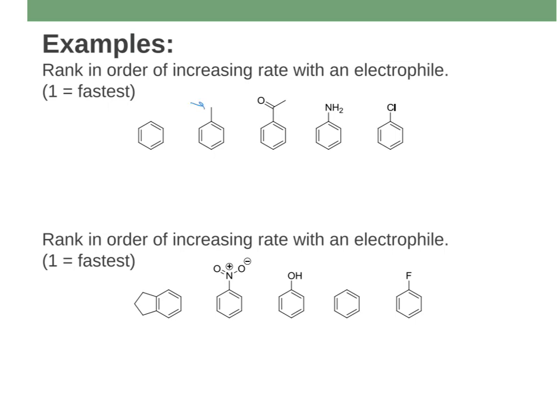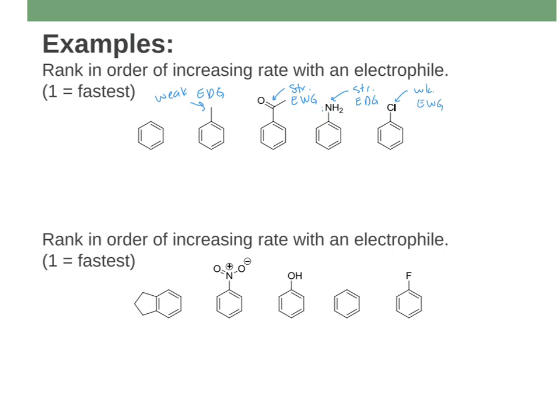We said the alkyl group was a weak electron donating group. We said that acyl group, this ketone here, was a strong electron withdrawing group. We said the nitrogen, because it had a lone pair on it, was a strong electron donating group. And we said the chlorine, because it was a halogen, was a weak electron withdrawing group.